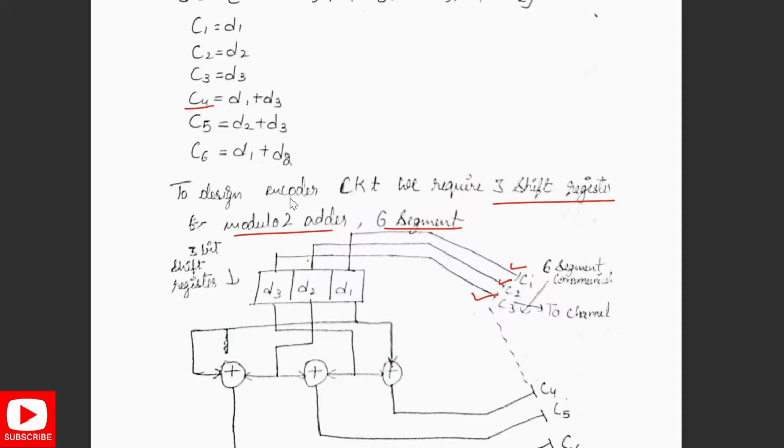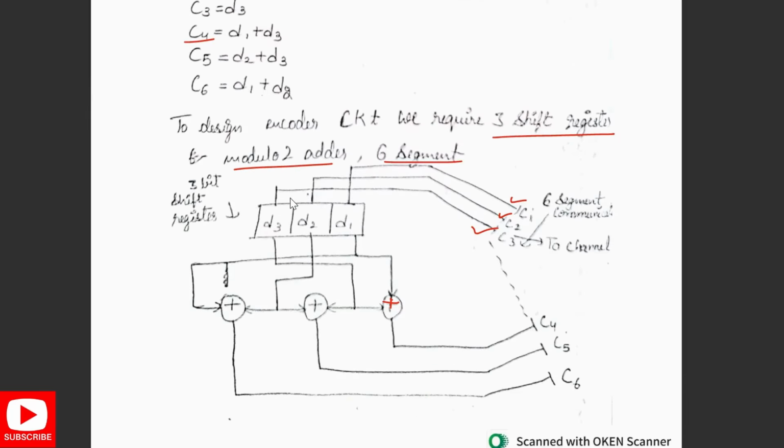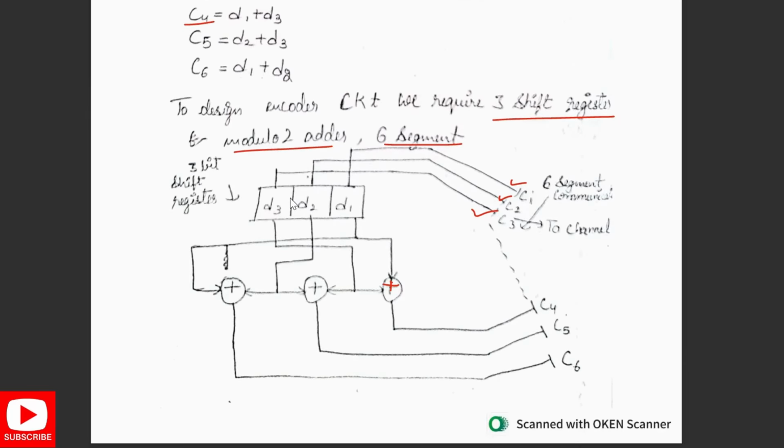Now we'll go to C4. What is C4 given by? D1 plus D2. We have to do this using the adder. So D1 along with D3. Here you need to place one adder, a modulo-2 adder, and thus we get C4. Similarly for C5 it is D2 and D3, and for C6 it is D1 and D2. This is how you write the encoder circuit.